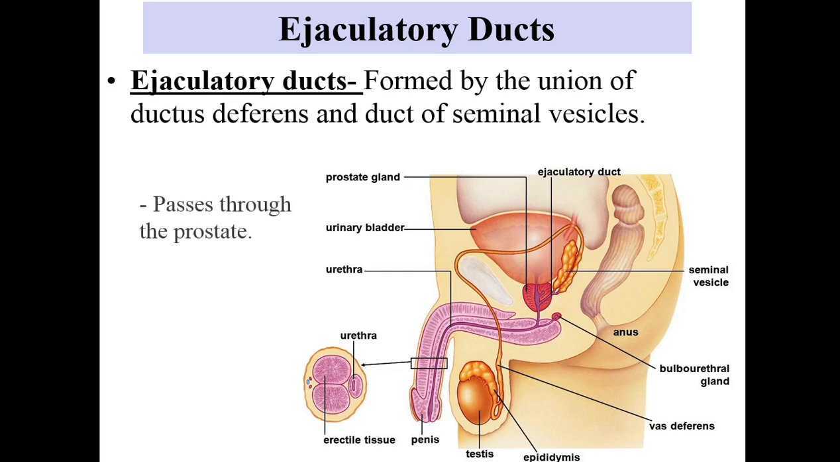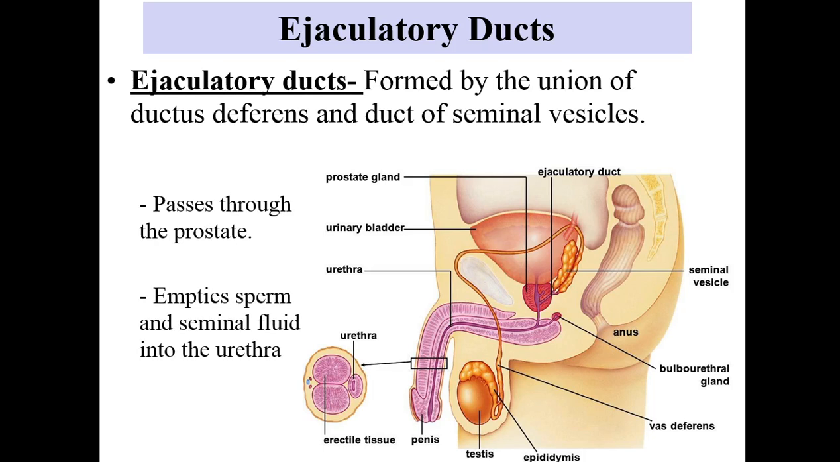The ejaculatory ducts are just formed by the union of the ductus deferens and the duct of the seminal vesicle. So those come together to make the ejaculatory duct. It's going to pass through the prostate, and it empties sperm and seminal fluid into the urethra.